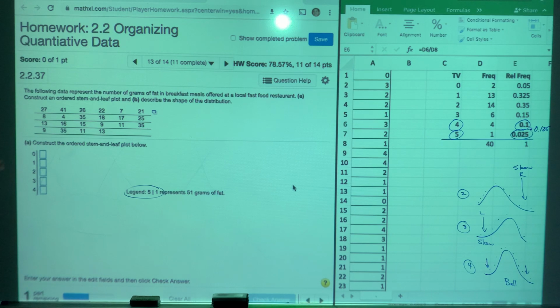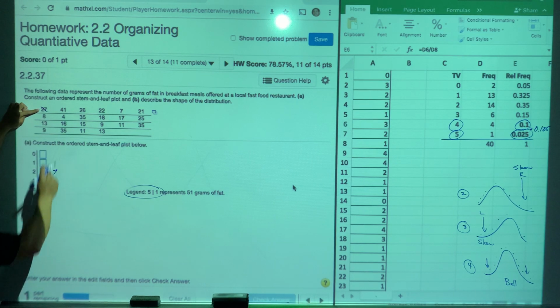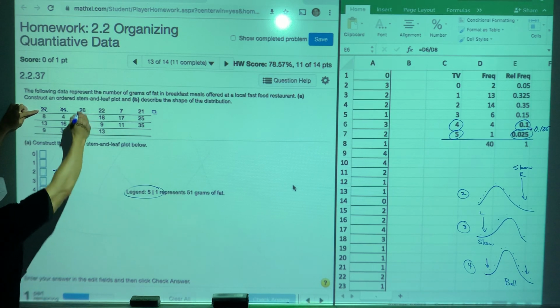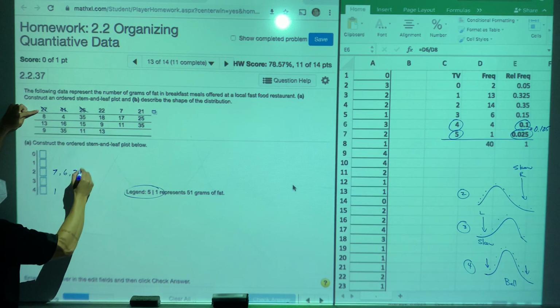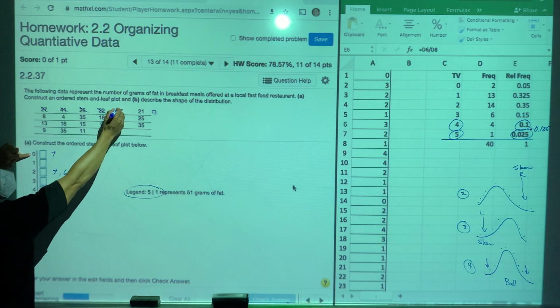Ready? Watch. 27, that would be a 7 here. Follow? 41, that would be a 1 here. 26, a 6. And don't write anything down yet, you'll see what I mean. 22, a 2. 7, where does 7 go? Exactly, you got it. 7 over here.